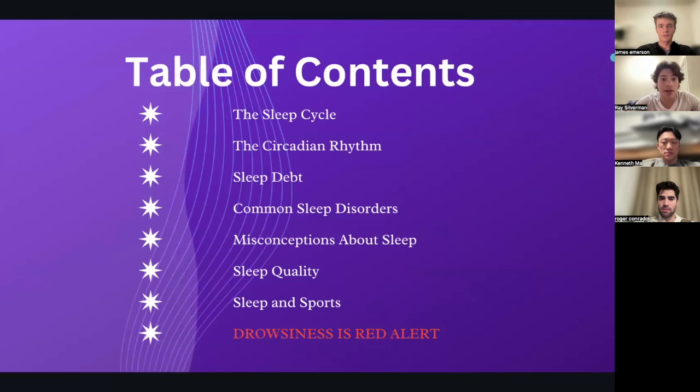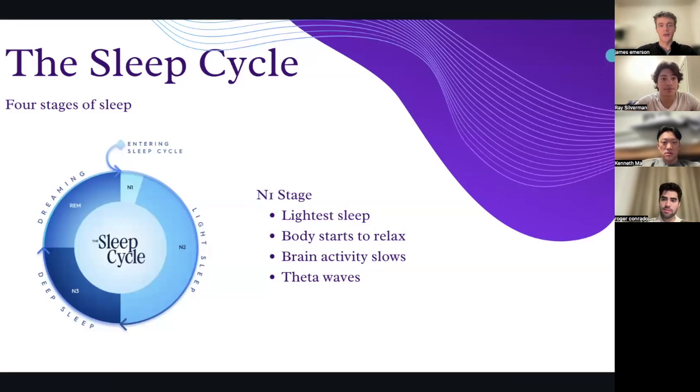Today, we're going to be walking through a lot of the basics of sleep, including the sleep cycle, what the circadian rhythm is, what's the concept of sleep debt, some common sleep disorders that people face, misconceptions about sleep that can affect your sleep quality, and then how sleep and sports can relate. And of course, drowsiness is red alert. So, starting with the sleep cycle and the four stages of sleep.